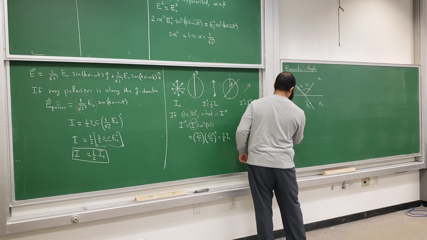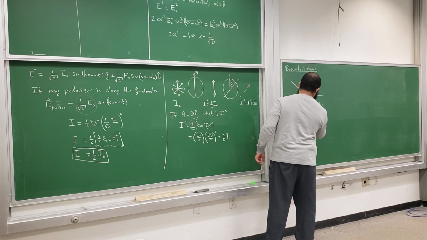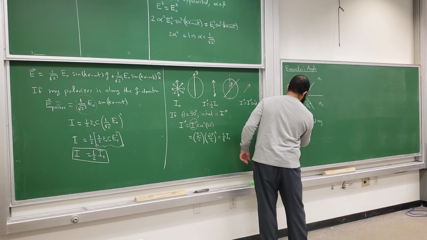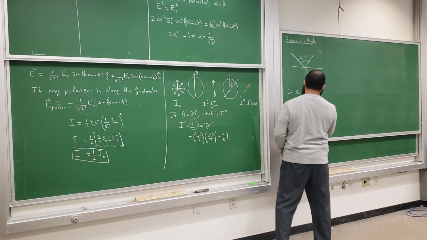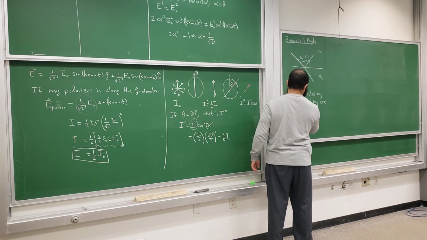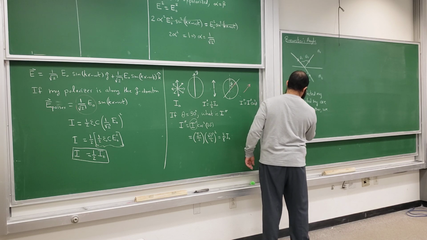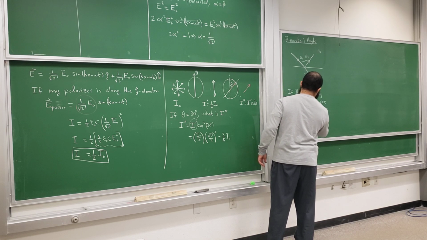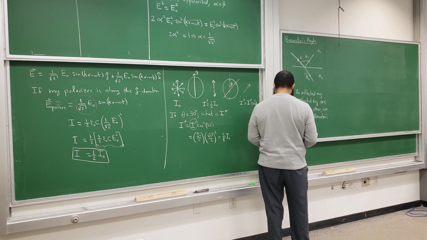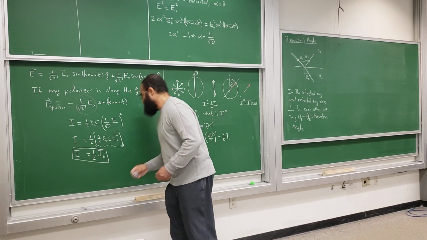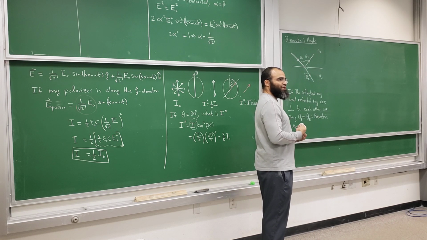So let me write it. If the reflected ray and refracted ray are perpendicular to each other, we say theta 1 is equal to theta b, Brewster's angle. If they make 90 degrees with each other, this angle happens to be 90, then you've got Brewster's angle. Okay? So let's use geometry to find it.